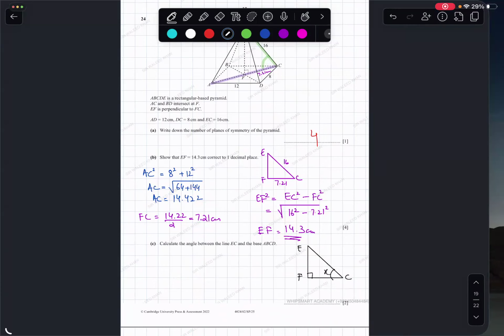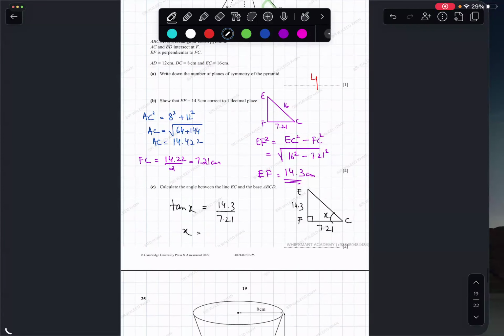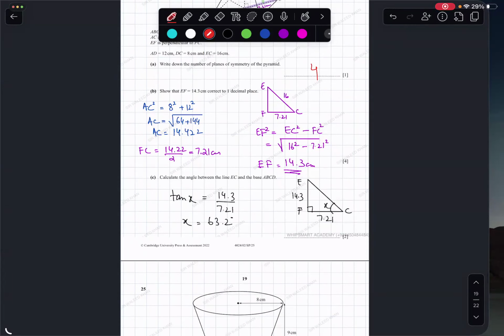So let's say this is X, this is 14.3, and this is 7.21. I can use the trigonometric ratios, opposite over adjacent. So tan X is equal to 14.3 over 7.21. So X is equal to 14.3 divided by 7.21, and take the tan inverse of that, and your answer should be 63.2. Okay, 63 point.